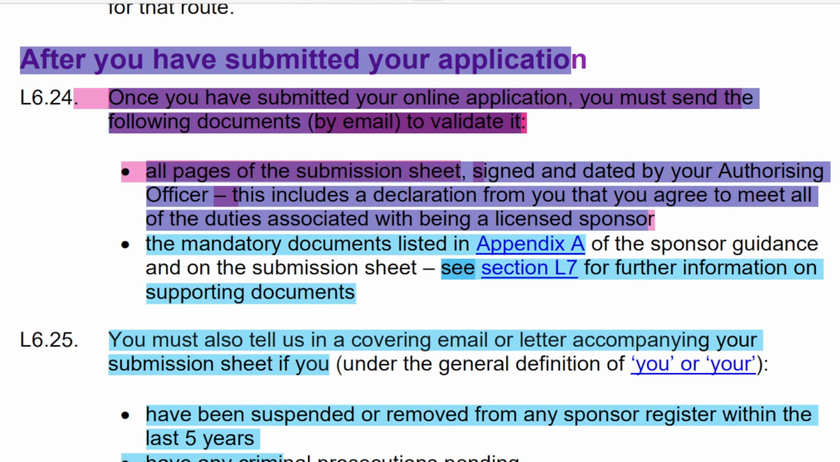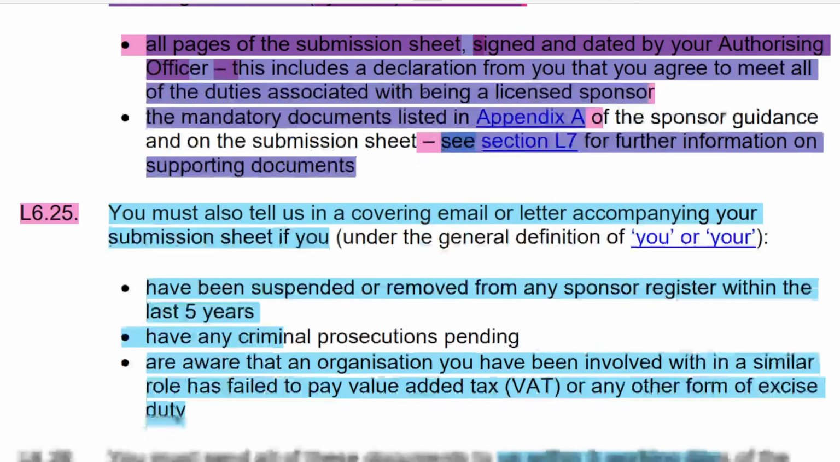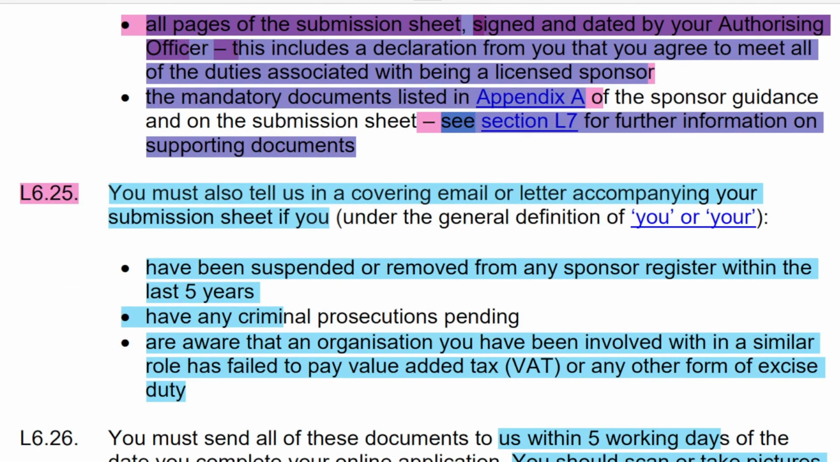All pages of the submission sheet signed and dated by the authorising officer. The mandatory documents listed in Appendix A, as I discussed. I have already created a video on how to apply for a sponsor license, in which I have discussed Appendix A. See Level 7 for further information on supporting documents. We are currently on Level 6. After this, we will discuss L7, where we will discuss the supporting documents further.